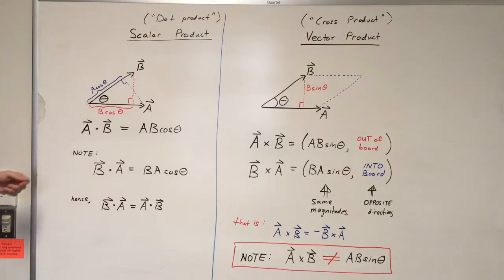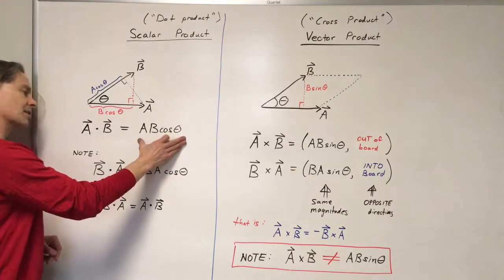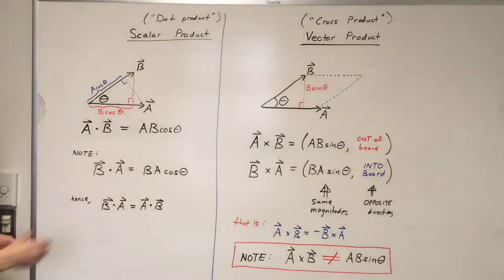Important thing to note, the dot product, a dot b, and hence b dot a, the result is a scalar, not a vector. And that's why this is called the scalar product.